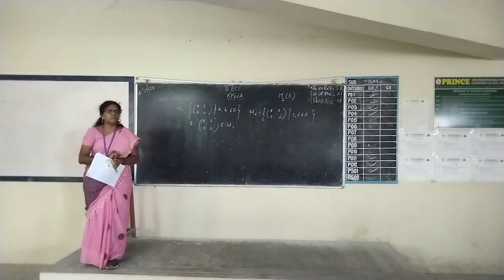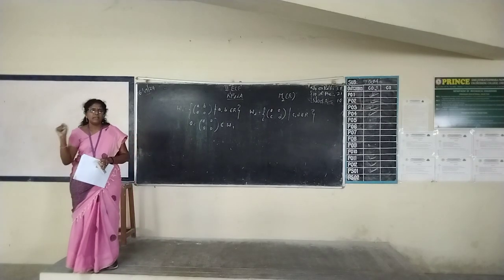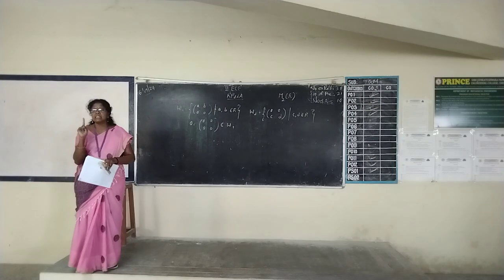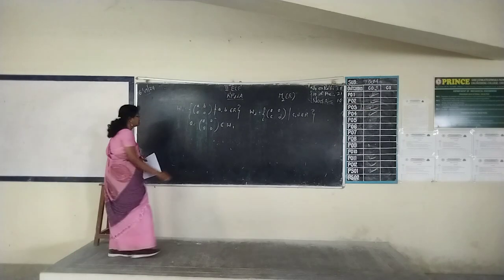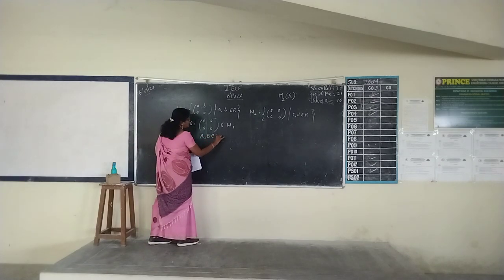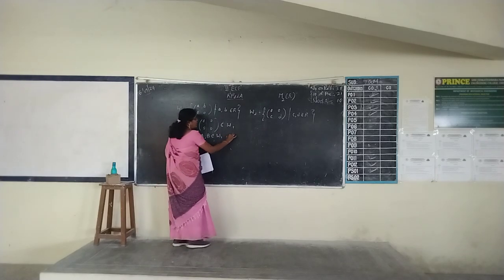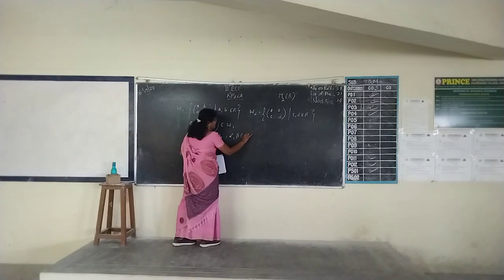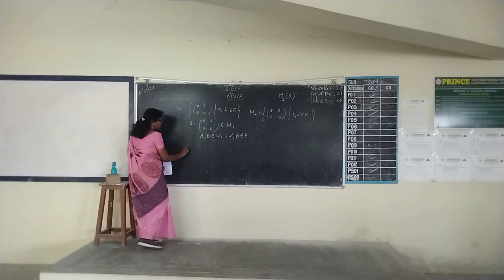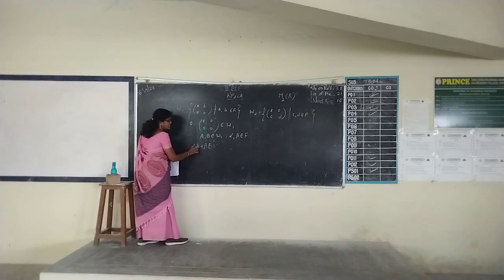What is the second one you have to prove? Alpha x plus beta y belongs to W1. Here, instead of x and y, what you have to assume? Matrices. Two matrices A and B. Let the matrices A, B belong to W1, where alpha, beta belong to F. Therefore, alpha A plus beta B, that is alpha x plus beta y.